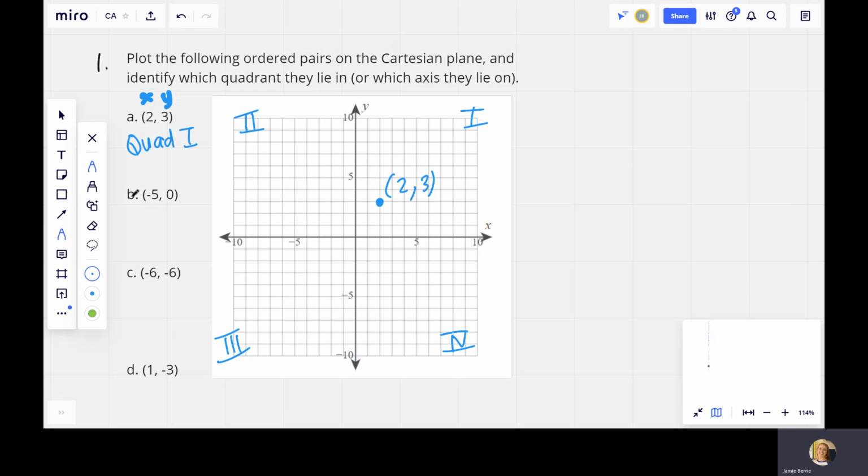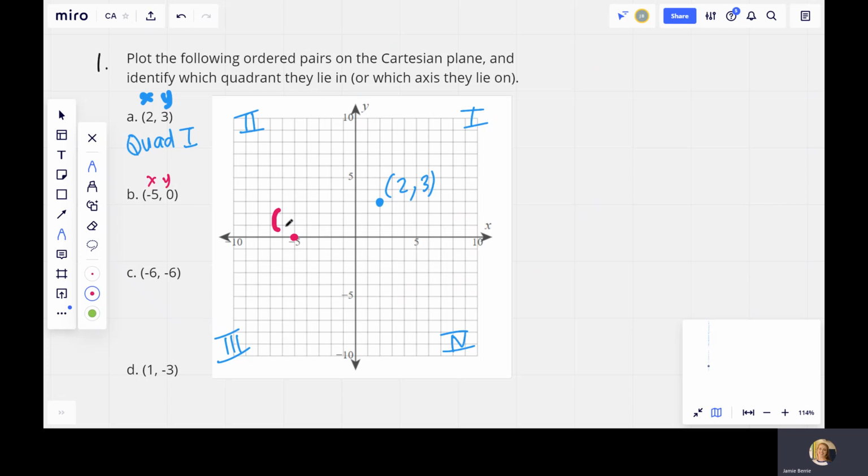All right, next we have the ordered pair (-5, 0). Let's pick a different color here. So this is our X, this is our Y. All right, so -5, so we're going in the negative direction 5 units. So 1, 2, 3, 4, 5. And our Y value is 0, so we don't need to move at all. So we're just staying on that X axis.